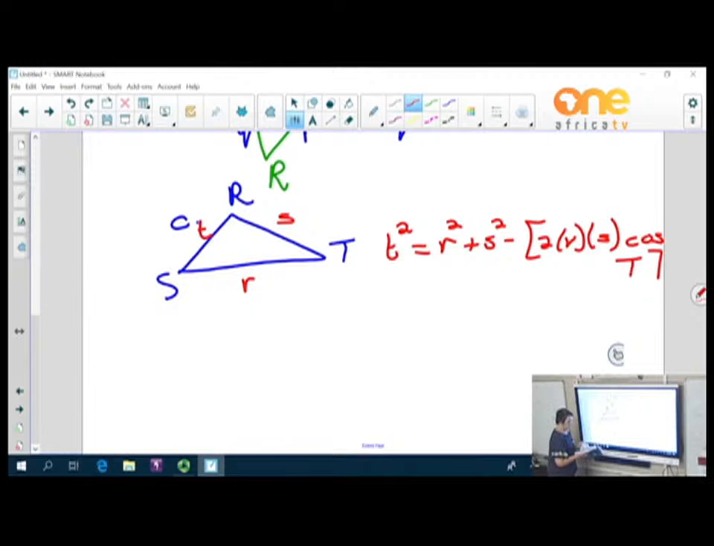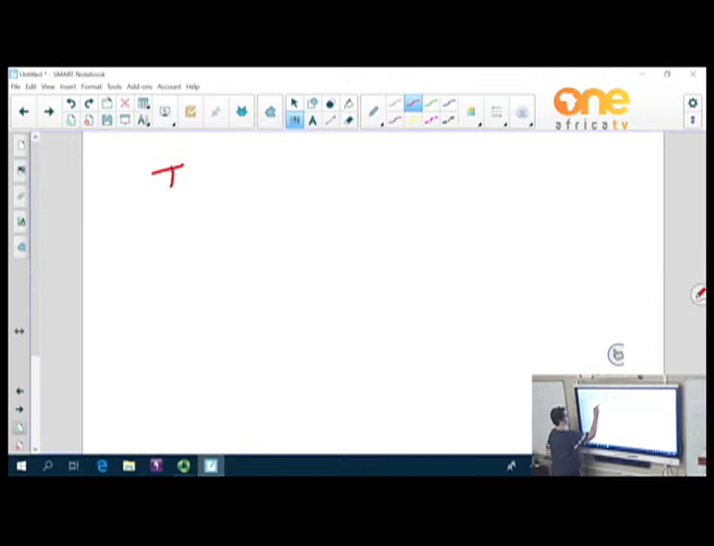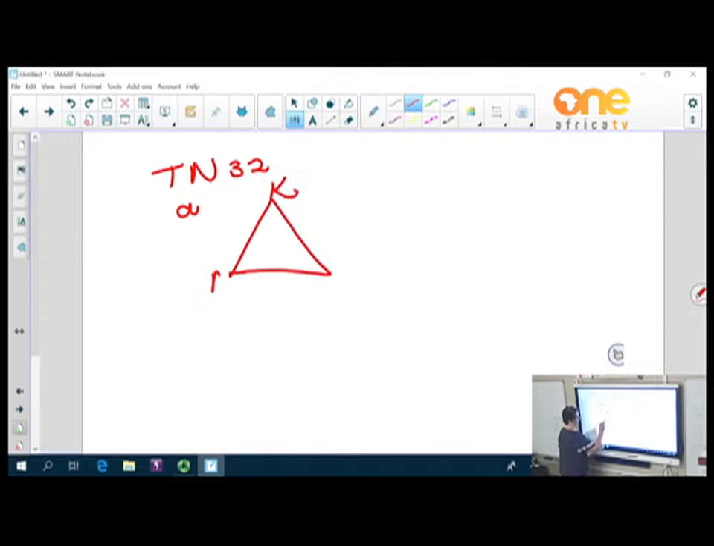Right, now we're looking at Try Now 32. We'll have to make the sketches. There are no sketches there, and you won't understand if you don't sketch it. So the first one then there, we've got that triangle there, KMR. So this is KMR.